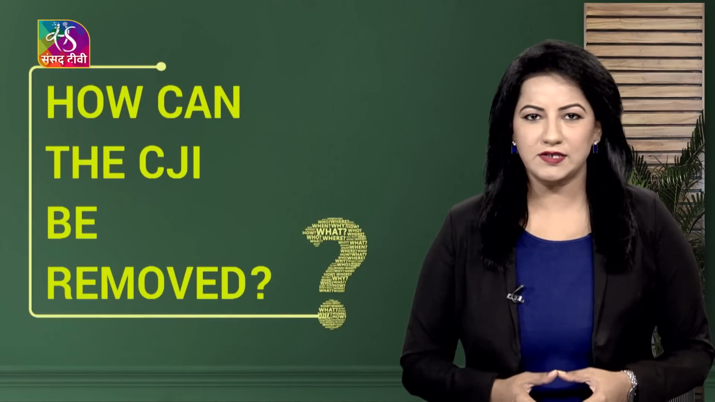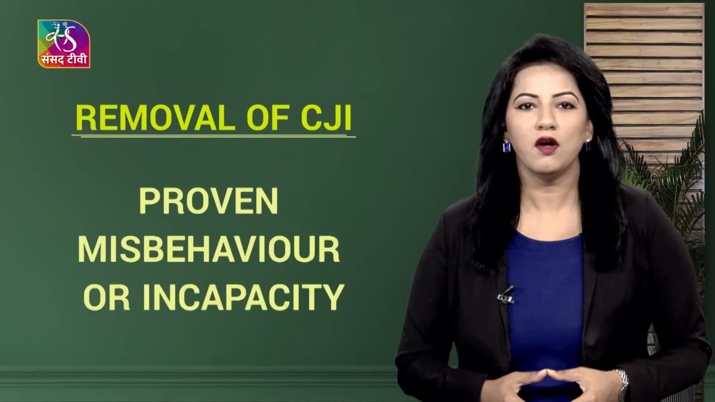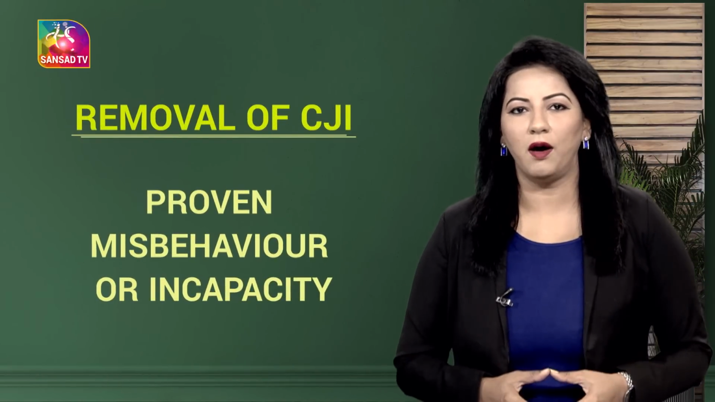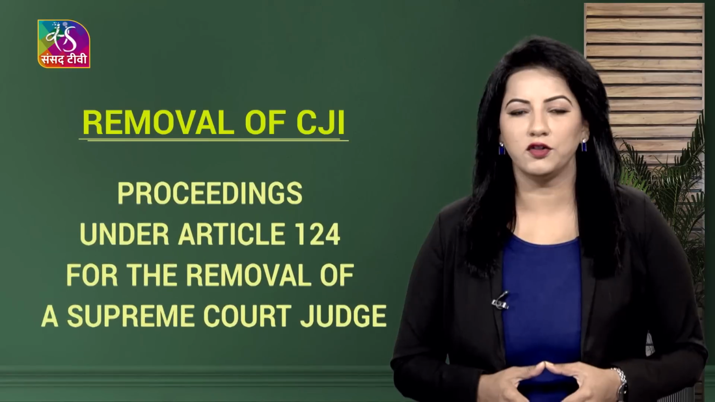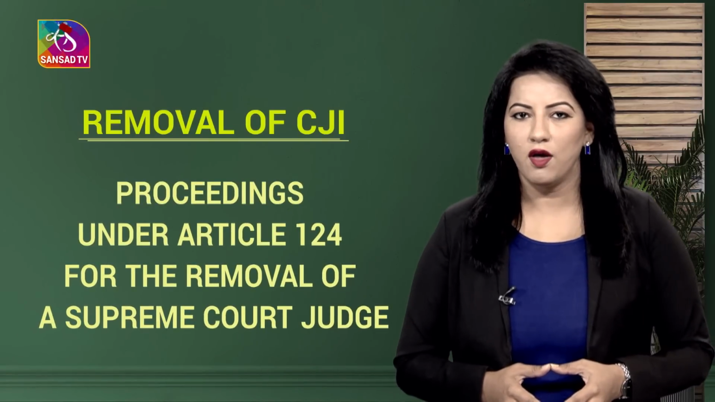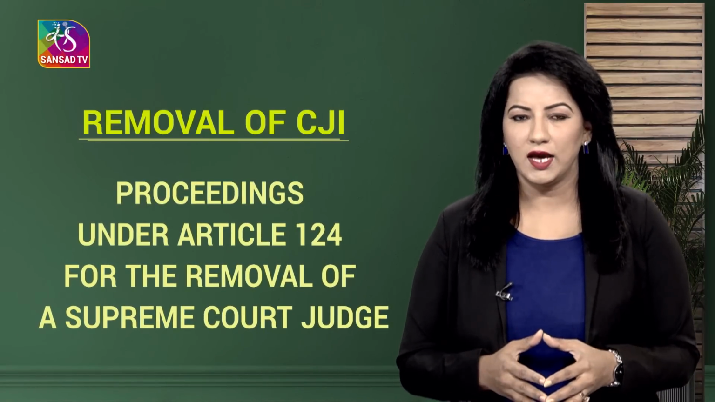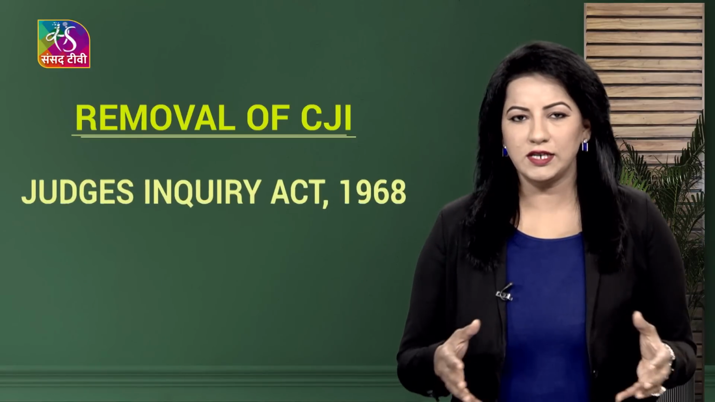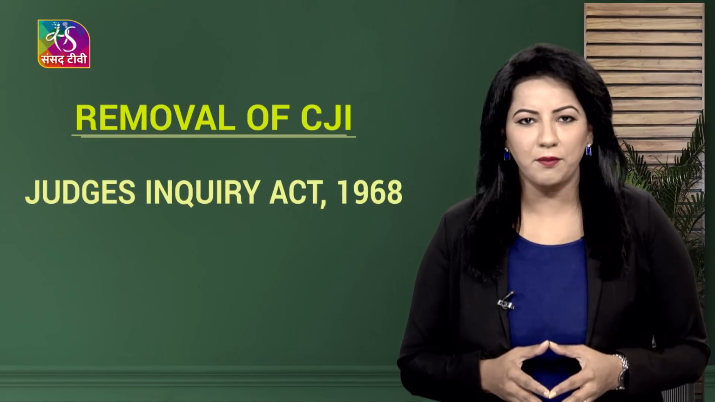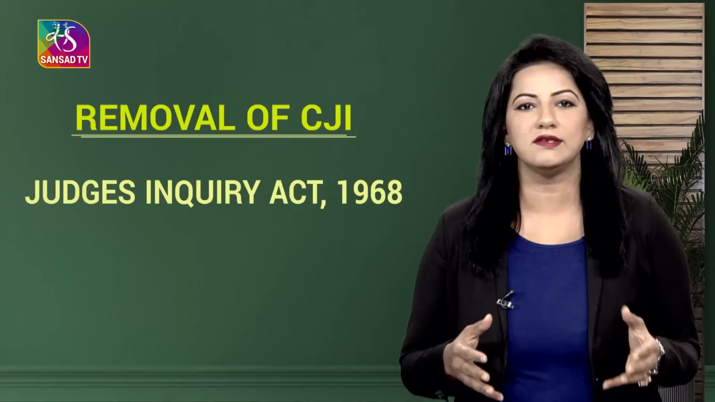So how can the CJI be removed from office? Well, a judge may be removed from office through a motion adopted by Parliament on grounds of proven misbehaviour or incapacity. While the Constitution does not use the word impeachment, it is colloquially used to refer to the proceedings under Article 124 for the removal of a Supreme Court judge and Article 218 for the removal of a High Court judge. The procedure for removal of judges is elaborated in the Judges Inquiry Act of 1968.